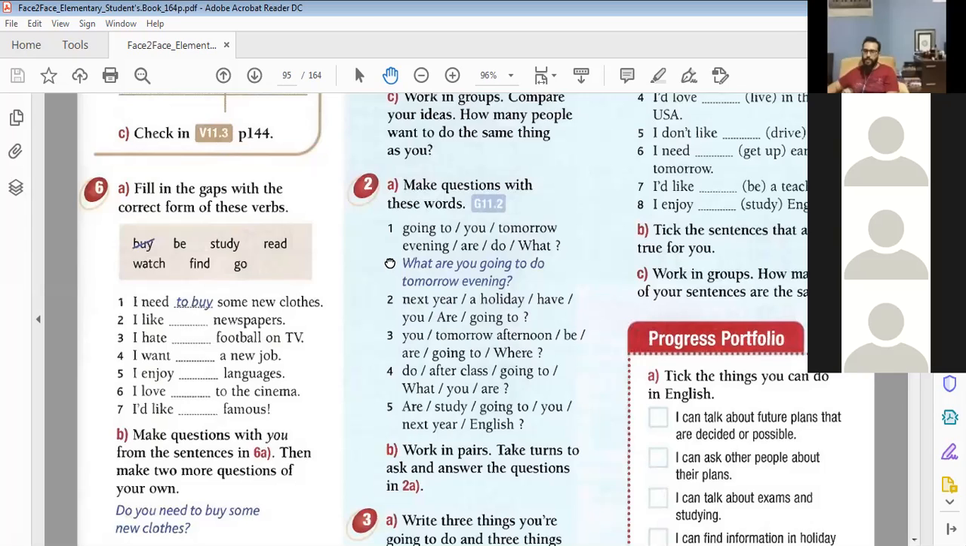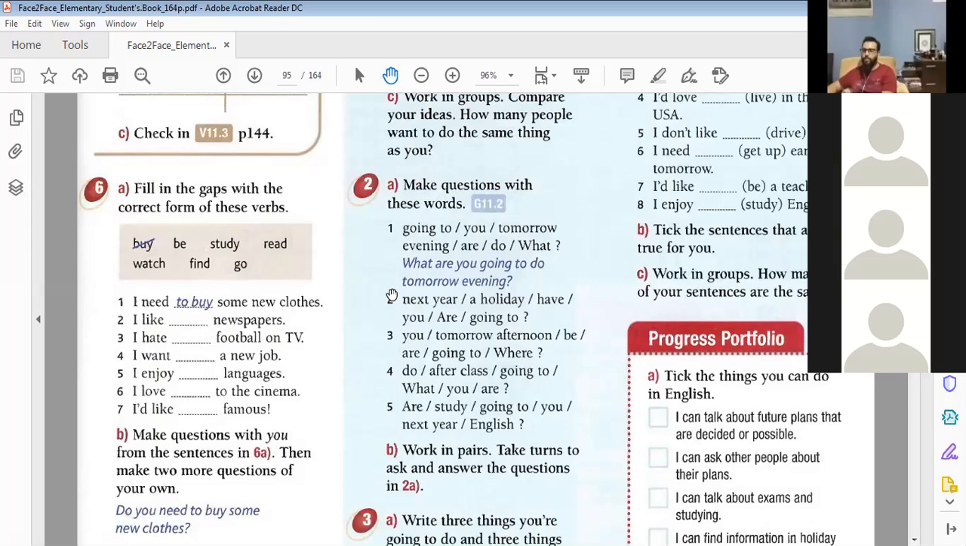Read number 1. What are you going to do tomorrow evening? Okay, now do number 2. Are you have going to a holiday next year? Okay, do number 3, Abdullah. Where are you going to be tomorrow afternoon? Good, that's correct. Where are you going to be tomorrow afternoon?